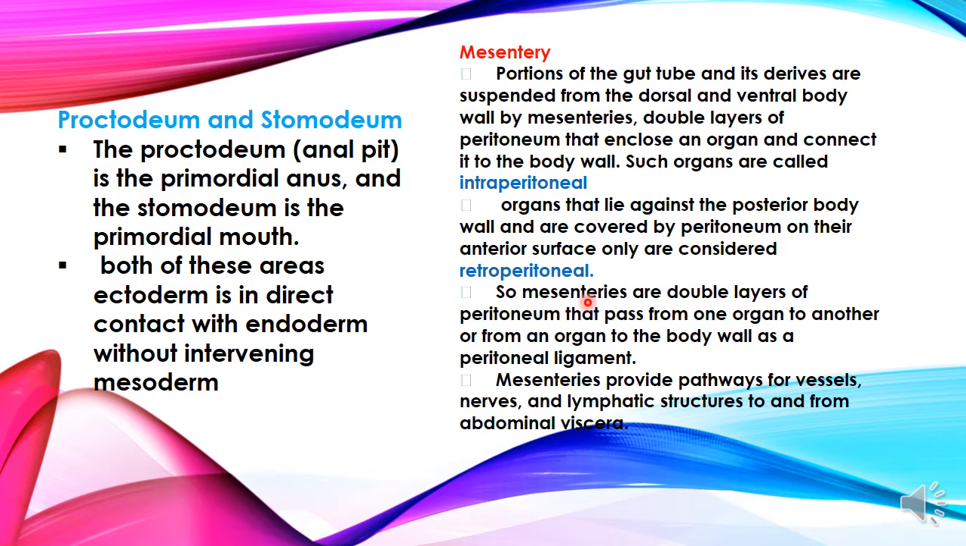So, mesenteries are double layers of peritoneum that pass from one organ to another or from one organ to the body wall. These mesenteries provide pathways for blood supply, innervation, and lymphatics to and from the abdominal viscera.